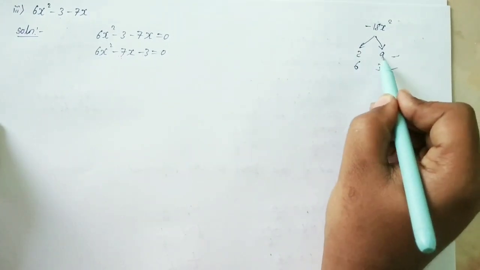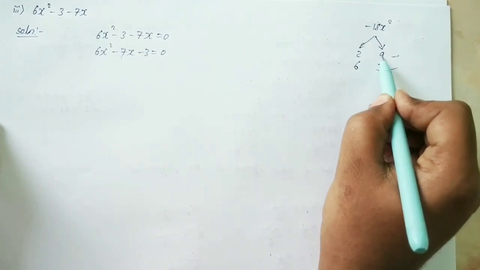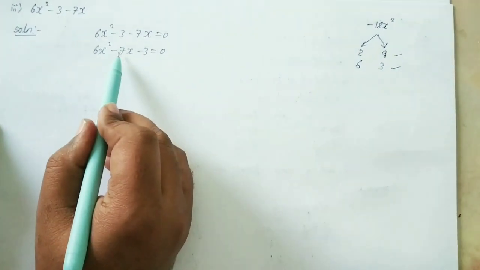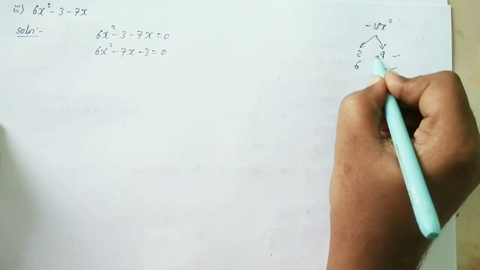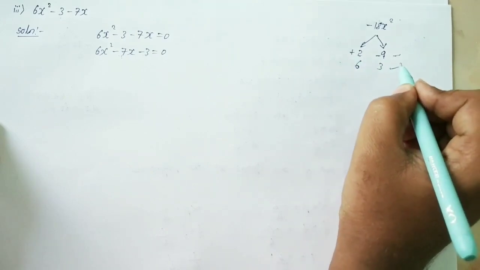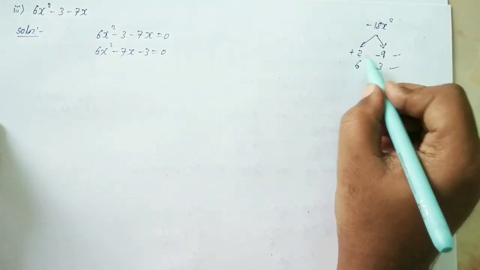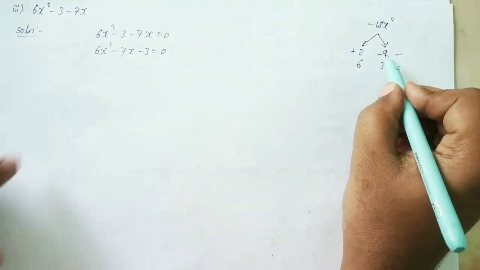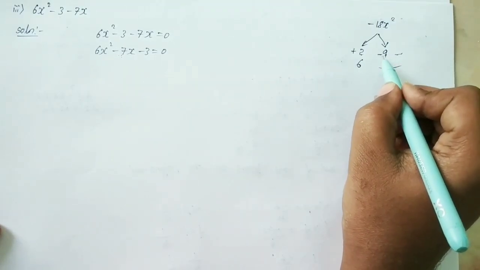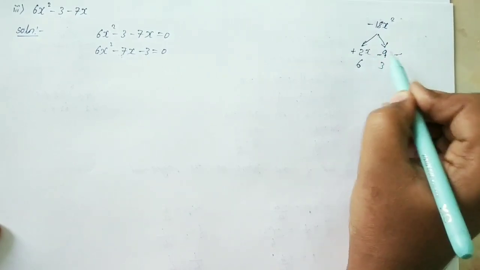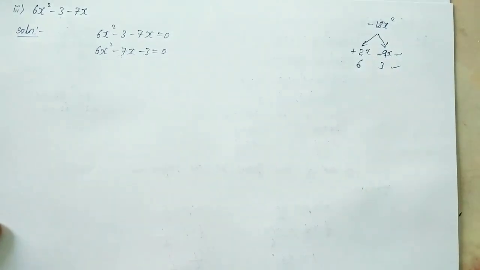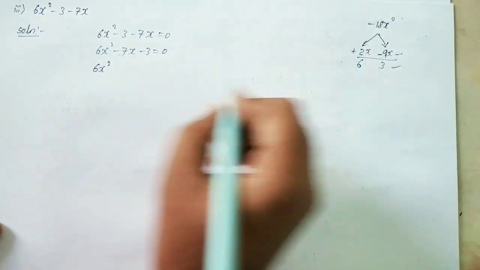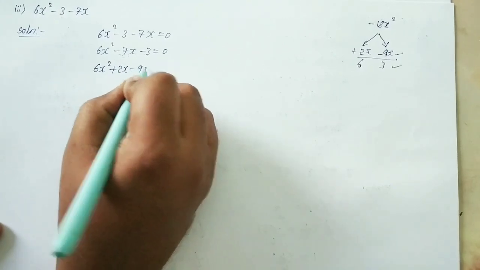So if we add 2 and 9 we will get 11, so we cannot add. If we subtract 2 and 9 we will get 7, right? So here 7, but we should get minus 7. So I will write minus here and plus here. So if we want to subtract we should write plus for one number and minus for the other number. So I should get minus here, so I wrote minus for the greater number. So for x square, I will write 1x here and one more x here. So 6x square as it is, in place of minus 7x I will write plus 2x minus 9x.